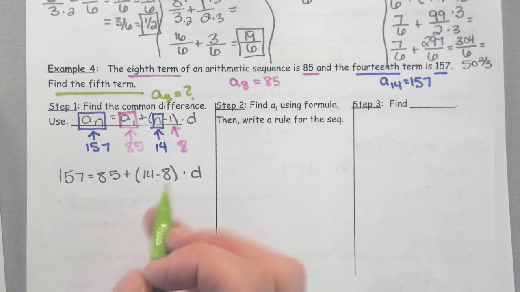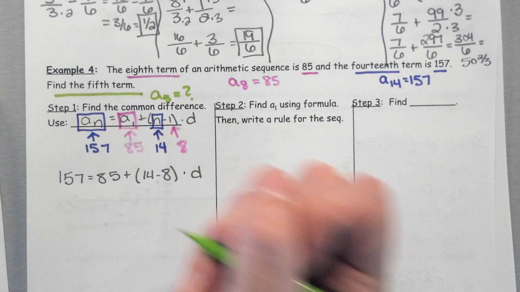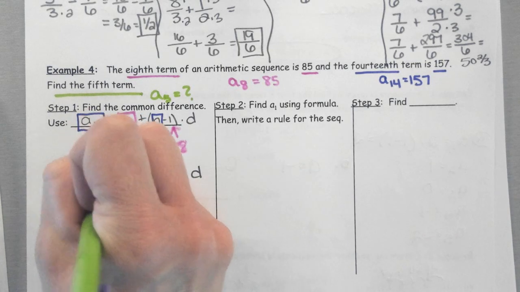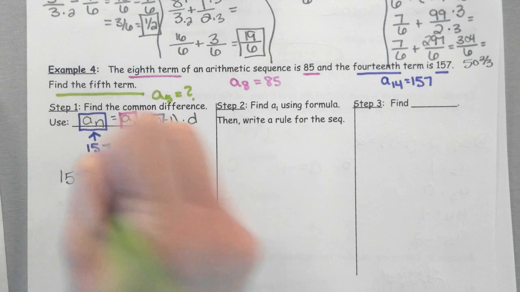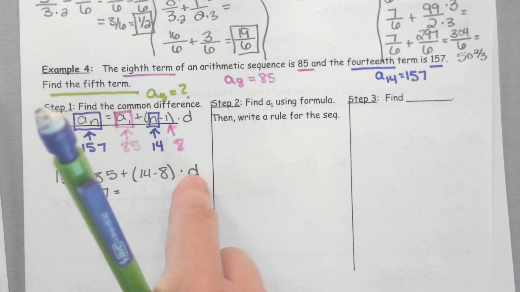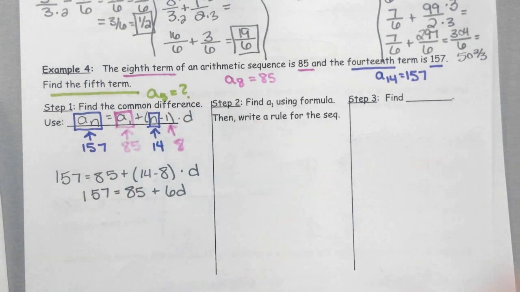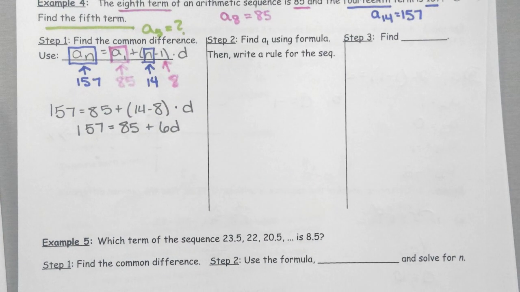Alright, so in parentheses, this is going to give me 6. And so I get 6 plus 85. So I get 157 equals 6 plus 85. Oh wait, nope, just kidding. I don't want to do that yet because that's being multiplied by d. So I'm going to get 6d here. Sorry, I was ready to add them up, but I couldn't because this one has a d to the side of it, so they're not like terms. Do you see what I did? I just kept the 85. I did what was in parentheses, and then I multiplied it to the d.